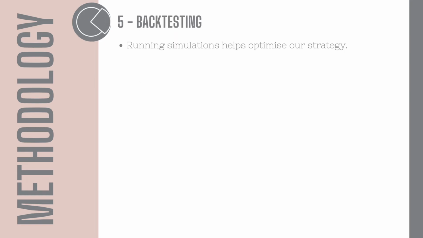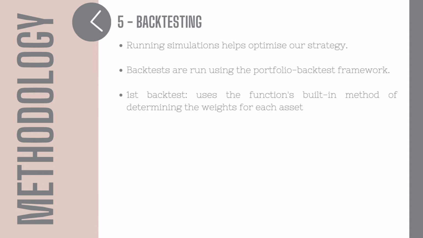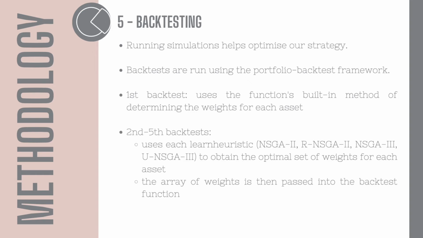Lastly, we run simulations or backtests in order to help optimize our strategy. We first run a backtest using the portfolio backtest library's built-in method of determining the weights for each asset. Then, we use each of the 4 learnheuristic algorithms to search for the optimal set of weights that can then be passed into the backtesting function.